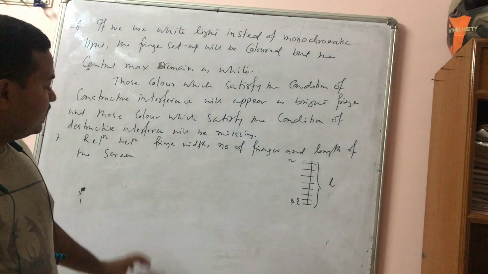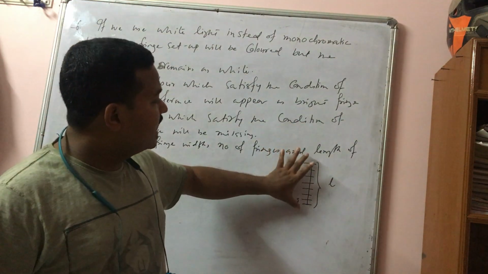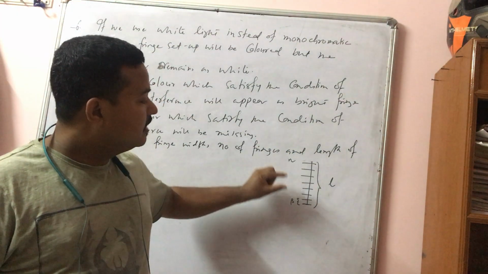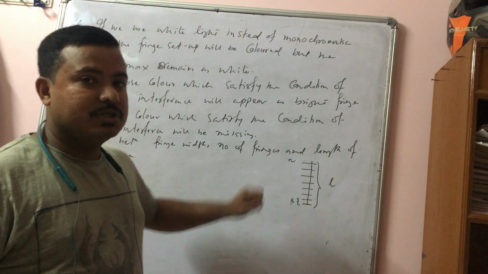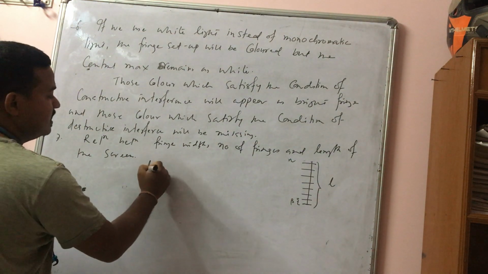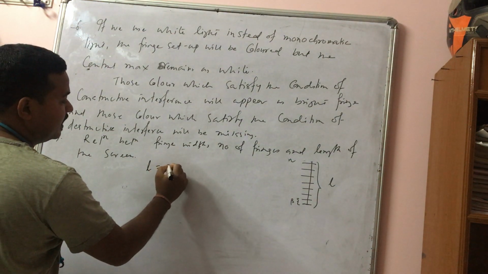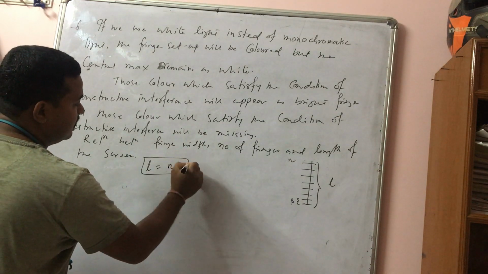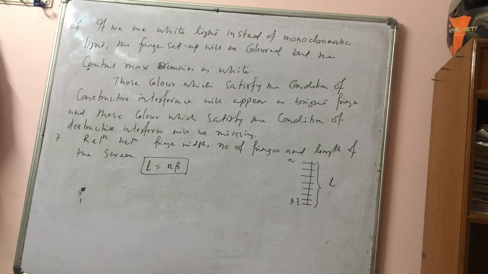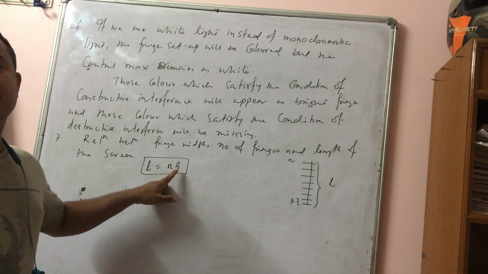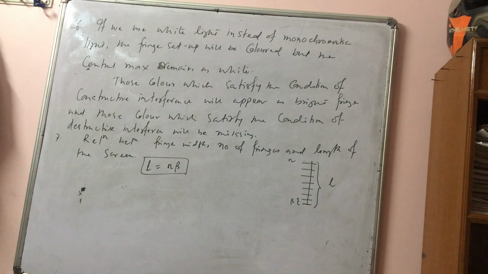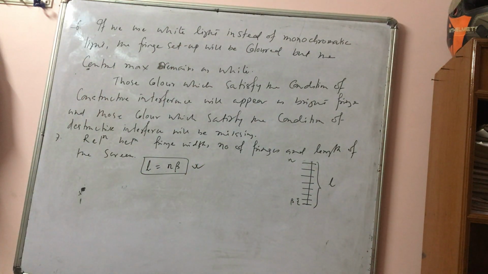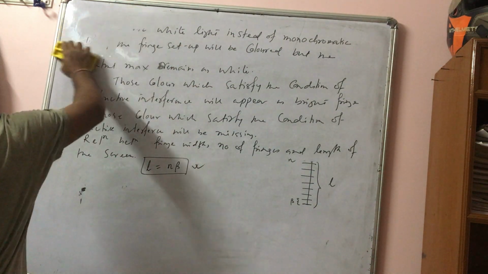So here, what is the relation? Simple in fact. This is the length of the screen, the size of the screen, the fringe width, and this is the number of fringes. So you can say that the length of the screen is equal to number of fringes into beta. Beta is the width of each fringe. So this relation you have to remember. So this is all about your fringe width.